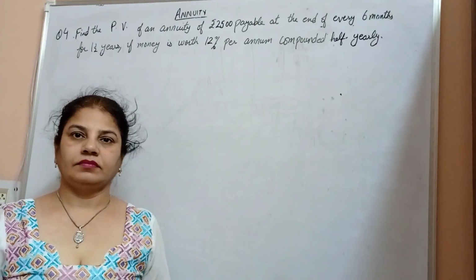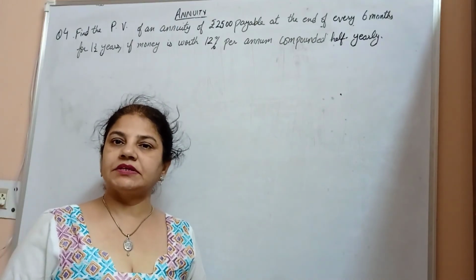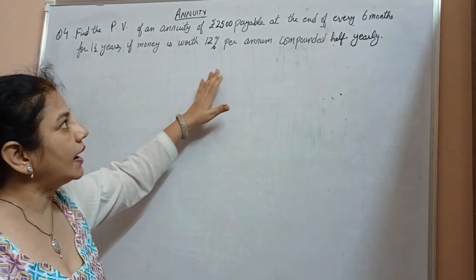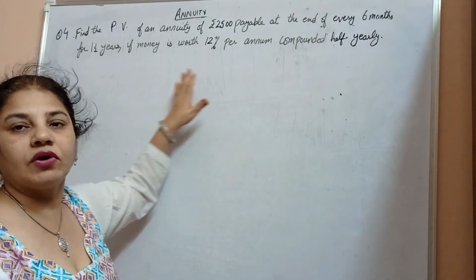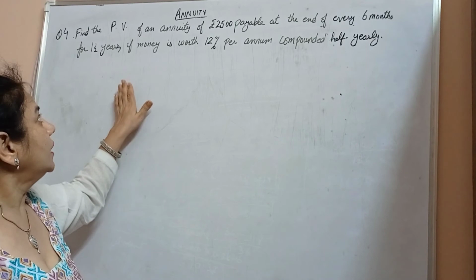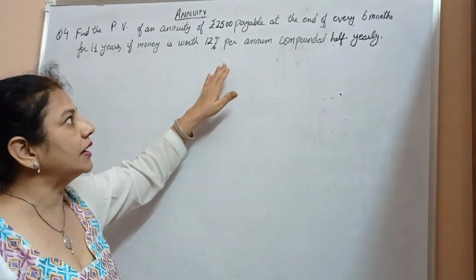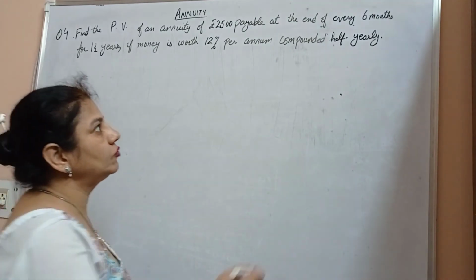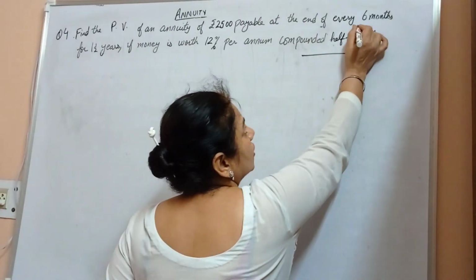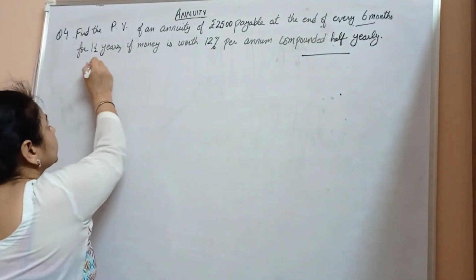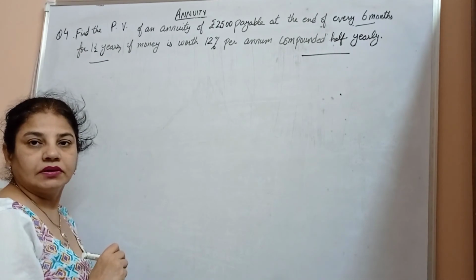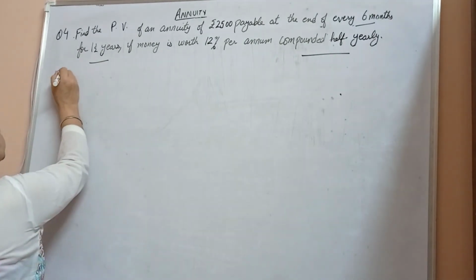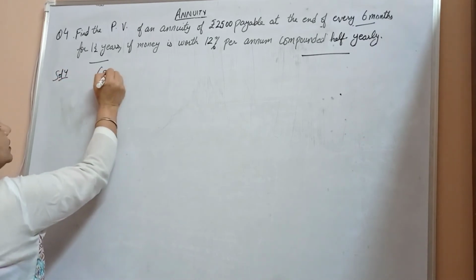Find the present value of the annuity of rupees 2,500 payable at the end of every 6 months for 1.5 years, if the money is worth 12% per annum compounded half yearly. In this, we have to calculate compounded half yearly, for every 6 months, for 1.5 years. So here we apply the conversion period.